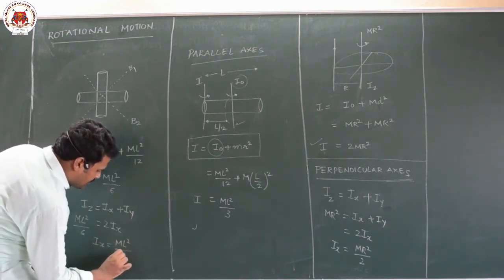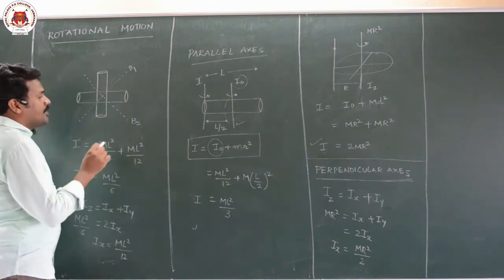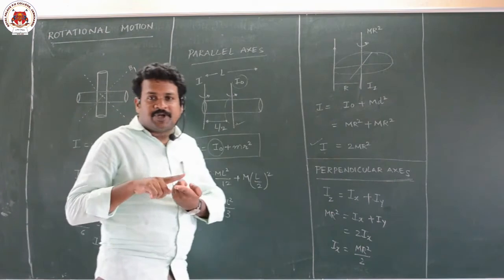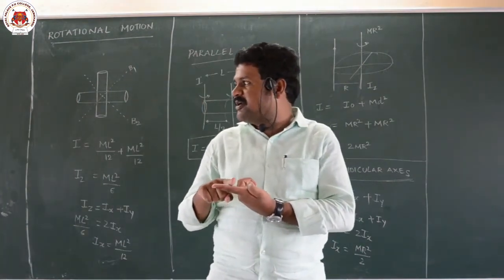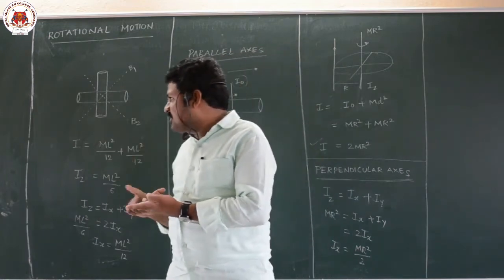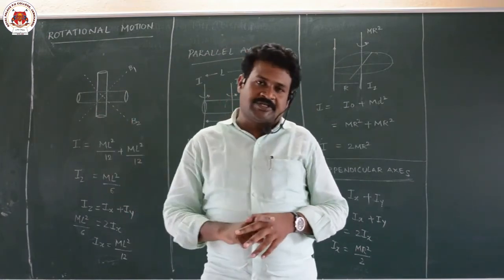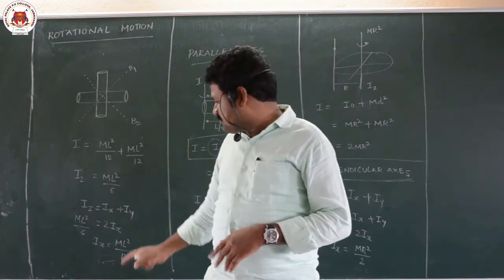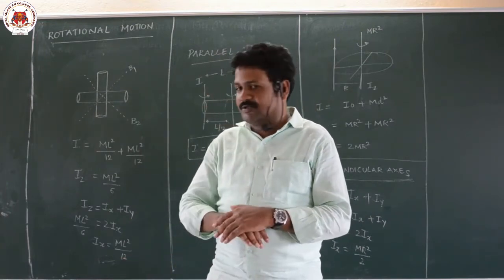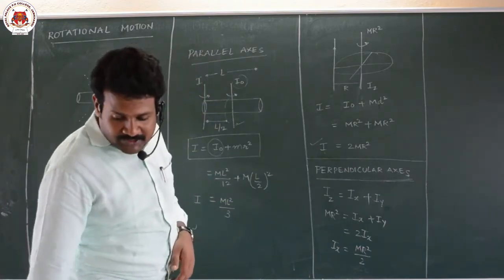So, within 1 minute we can solve this. The question is, two rods are placed perpendicular to each other forming a design x, and find the moment of inertia along the angular bisectors. So, the answer you will get is ml square by 12. One rod also you are getting ml square by 12, this also will get ml square by 12.